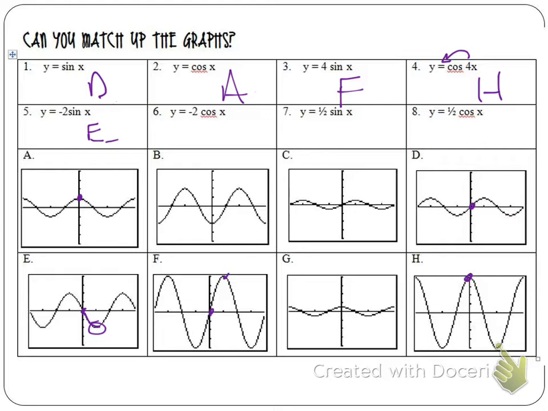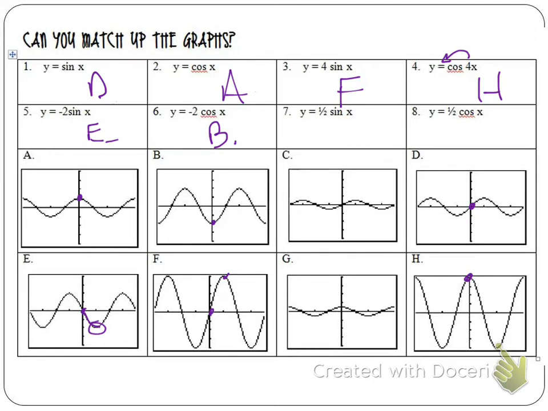y equals -2 cosine of x, right? That looks like it's graph B. It starts down at -2 because cosine starts off of 0, so it starts at -2, and then goes up and comes back down. It's flipped, right? It goes up and then down, not down and then up.